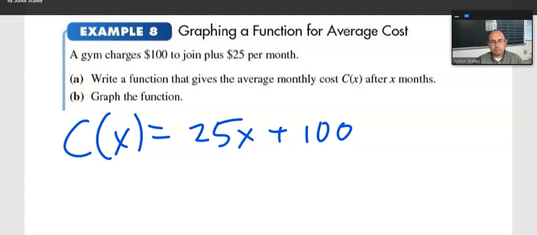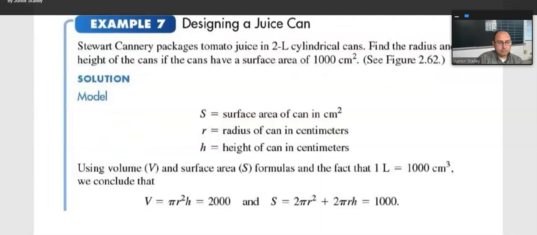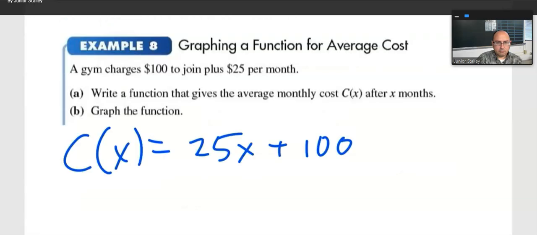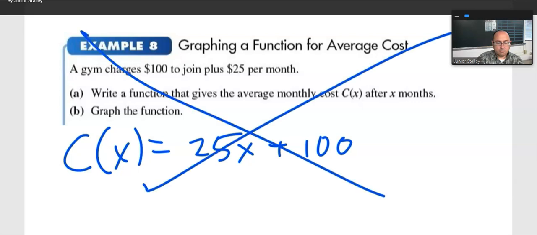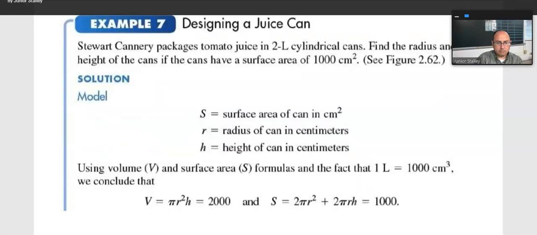Why is this a difficult thing? Boy, let me check on this one. Stewart Cannery packages tomato juice in 2-liter cylindrical cans. Hold on a second. Yeah, I have no idea how I got the wrong problem put in that last video, but I'll get it fixed. Anyway, I guess we can jump back to that one and cross that one off our list, and we will make sure that this is the one we use.